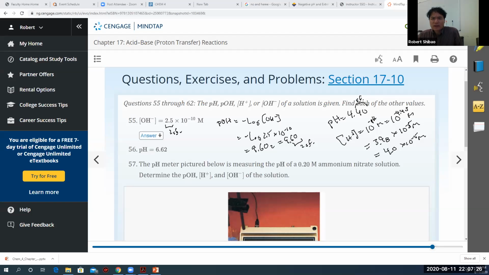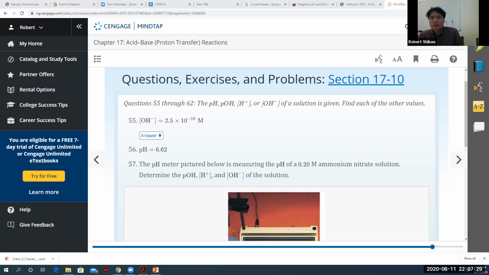That's an example where we're going to have to use the equations and calculators because the math is a little bit harder.